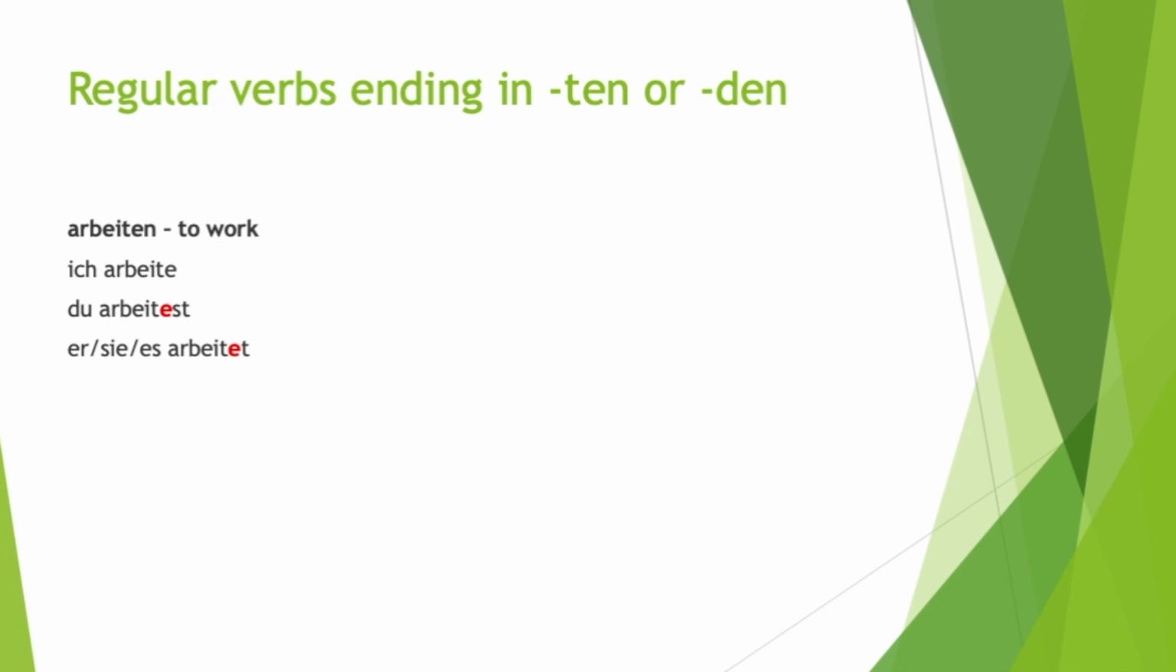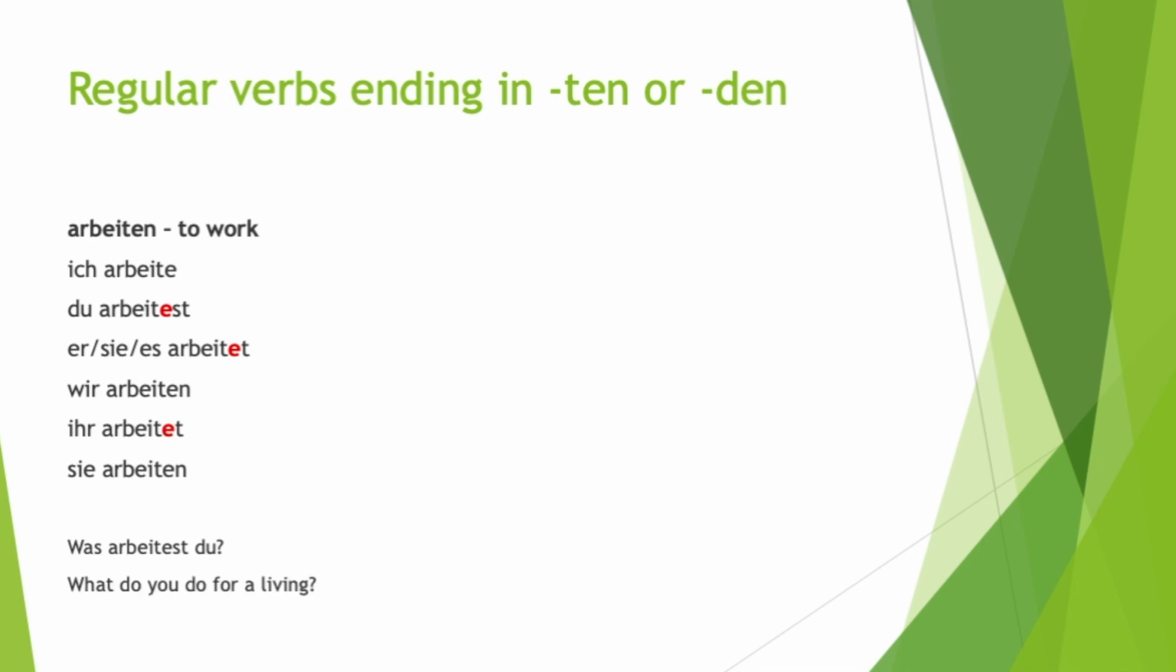How about we? Wir arbeiten. Pretty normal, just like the infinitive. As you know, that's the case with wir and sie. But then ihr, you have to add a T, right? But same problem here. Ihr arbeitet. So we add an extra E and it's ihr arbeitet. Then sie arbeiten, that's just normal. A sample sentence would be, was arbeitest du? Was means what. So the literal translation would be, what do you work? Or how we would rather phrase it, what do you do for a living?